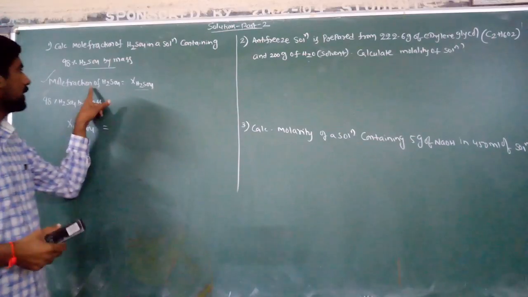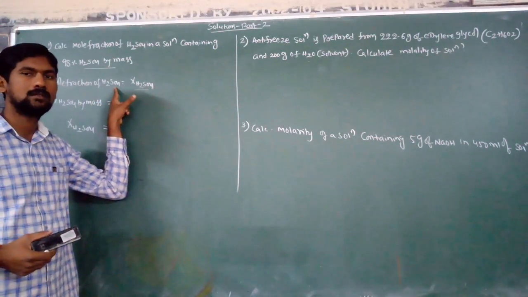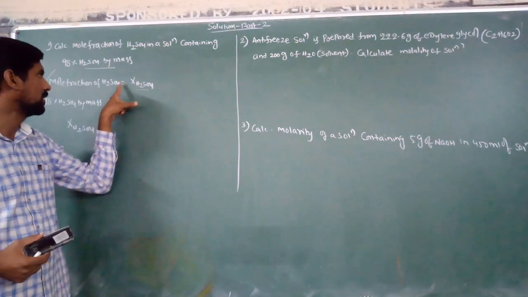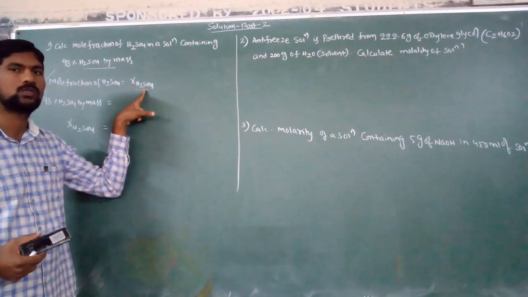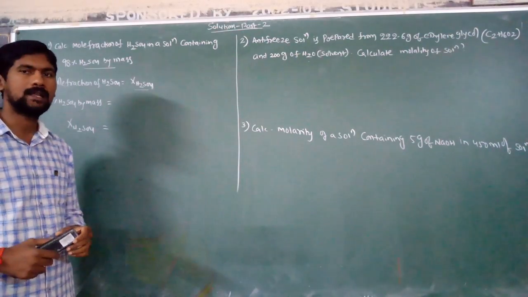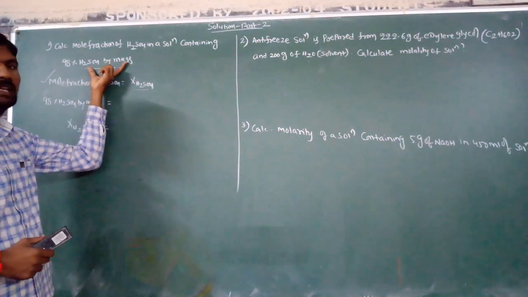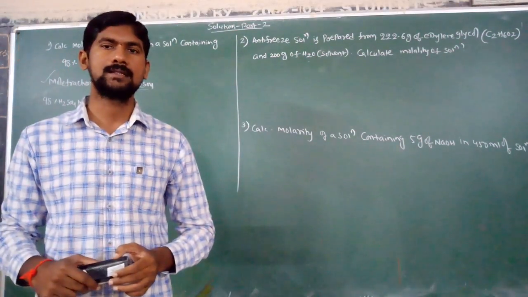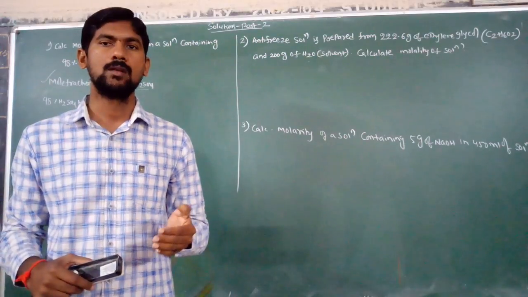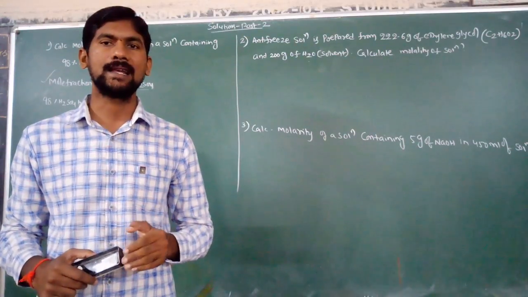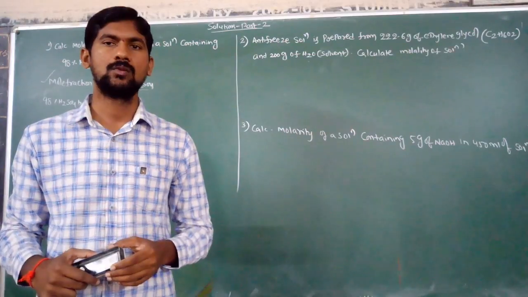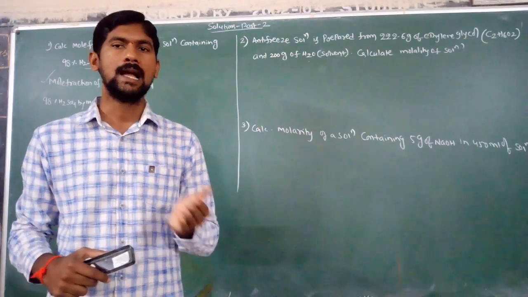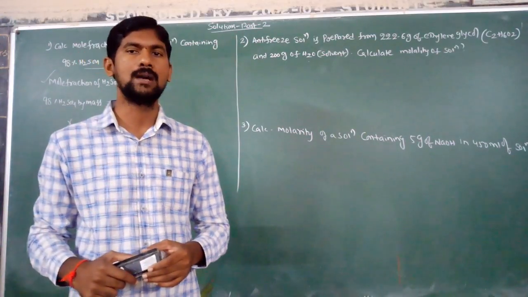Our aim is to calculate the mole fraction of sulfuric acid. You know that mole fraction is denoted by the symbol X. So the mole fraction of sulfuric acid is X of H2SO4. In the data given, 98% sulfuric acid by mass. What is the meaning of that? By mass means both solute and solvent are expressed in terms of their masses. What is the unit of mass? Grams.